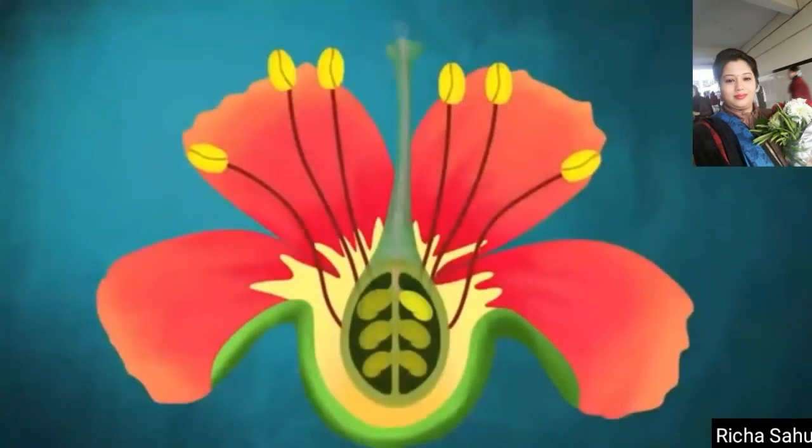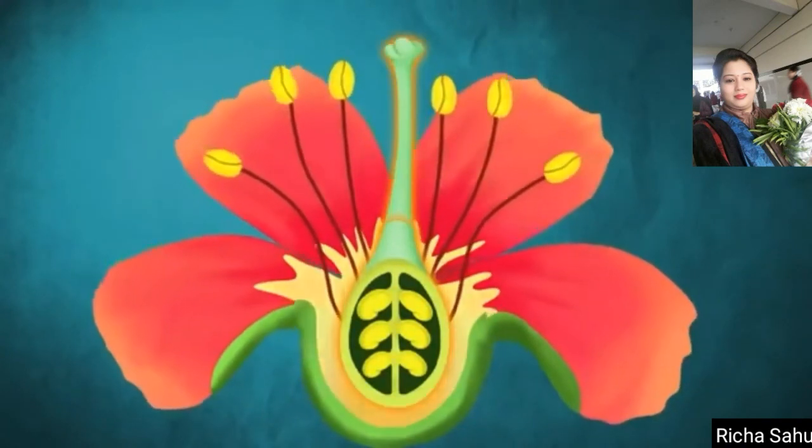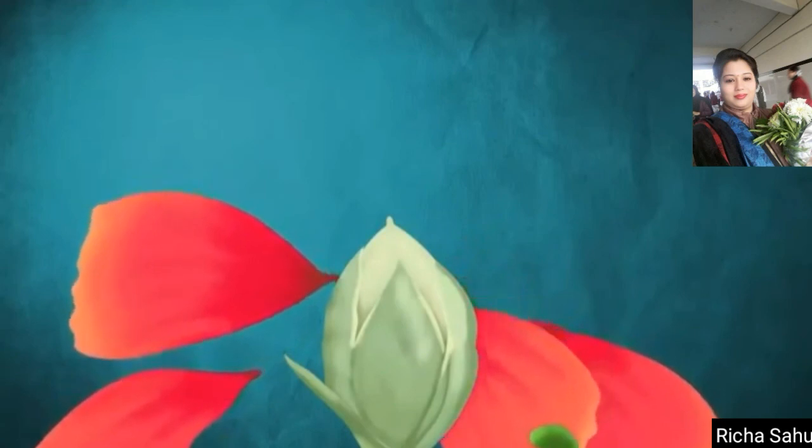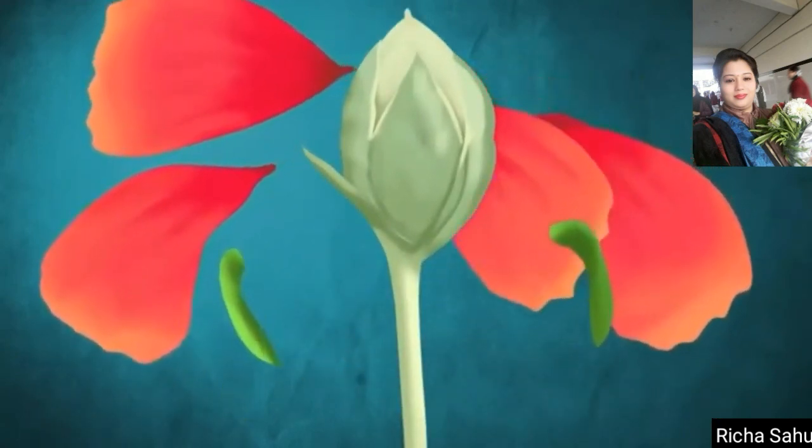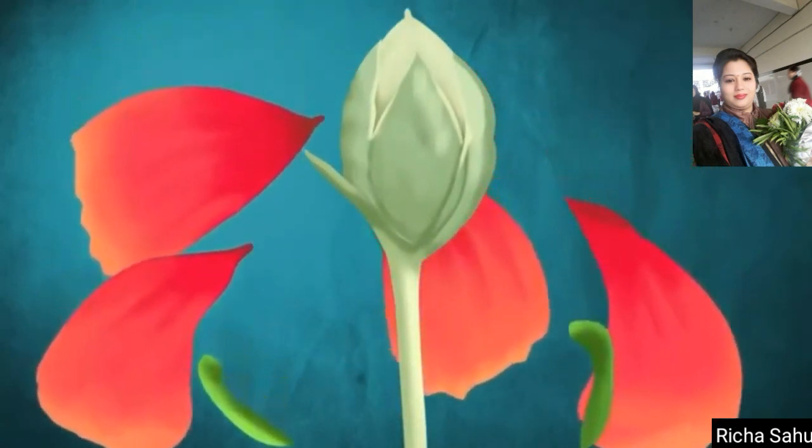On the other hand, the ovary ripens and forms a fruit. At that time, the other parts of a flower, like sepals and petals, fall down.